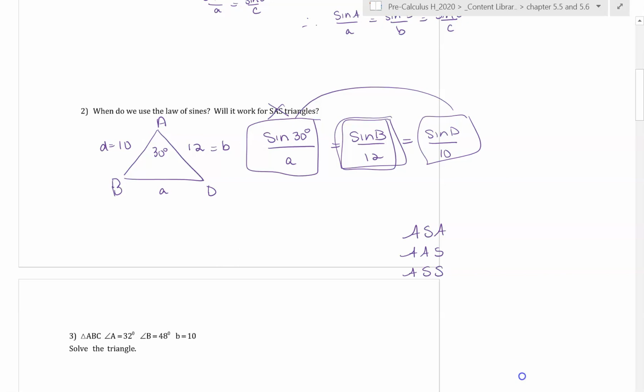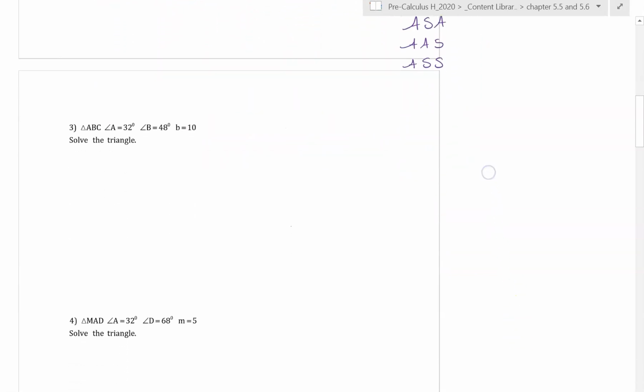So let's start with number 3 here. What we're going to do is go ahead and label our triangle. So if B is 48 degrees, side B has to be opposite angle B, and then here's C, A is 30 degrees, and here's A. So go ahead and pause the video for a minute and think about how you might start this problem.